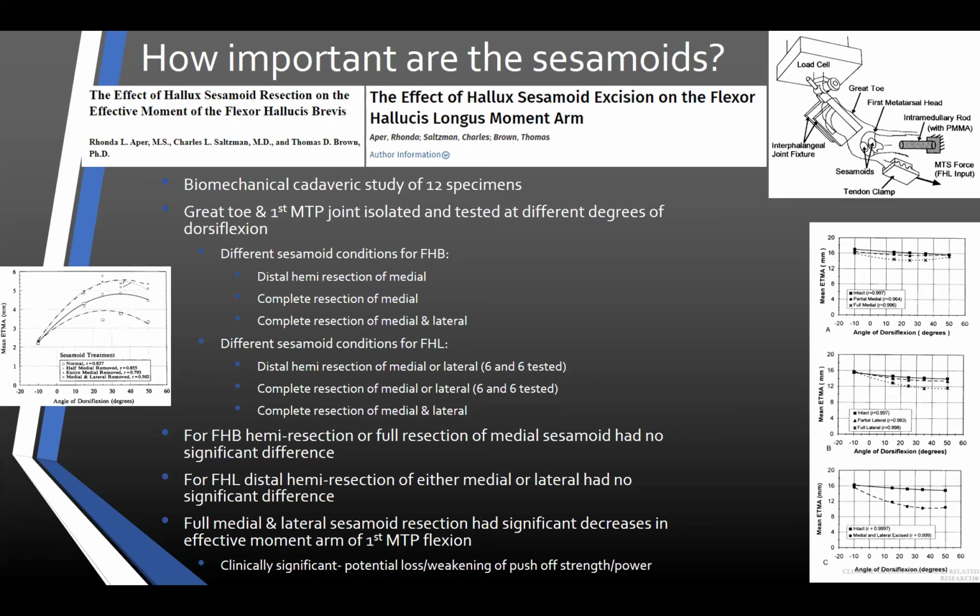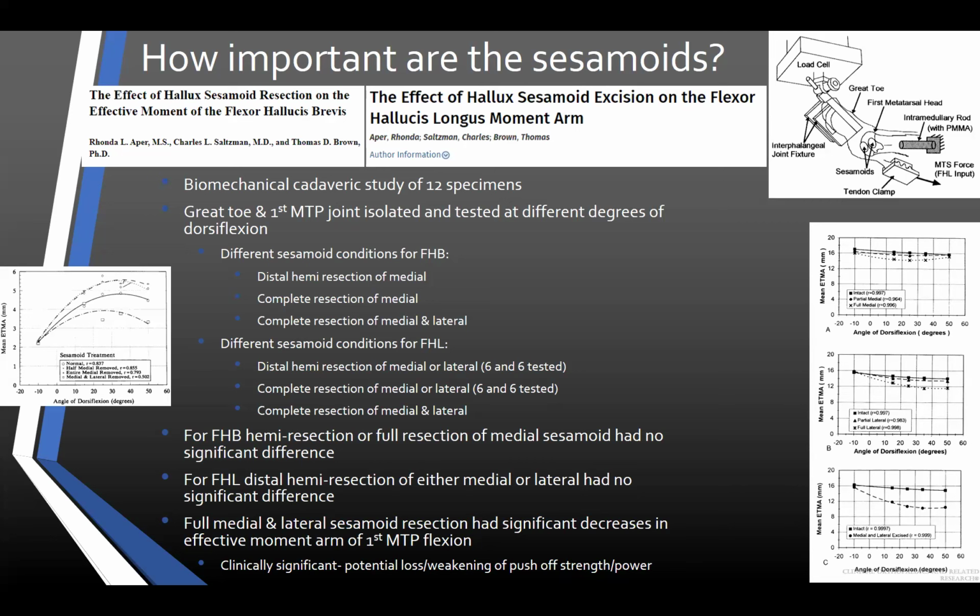For the 94 study, looking at the FHB, they compared the native joint to a distal hemiresection of the medial sesamoid, a full medial excision, and if you excised both sesamoids. In the 96 study for the FHL, they did a similar comparison with intact, but they also looked at distal hemiresection of the lateral sesamoid as well as complete resection of just the lateral sesamoid and compared it to all.